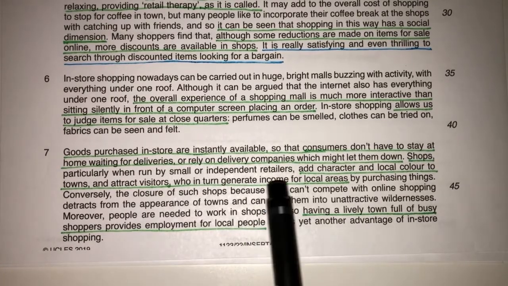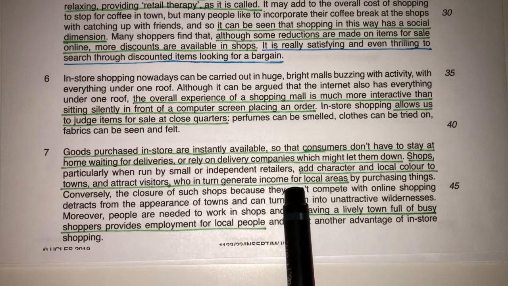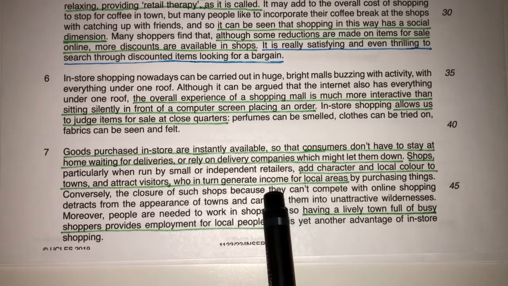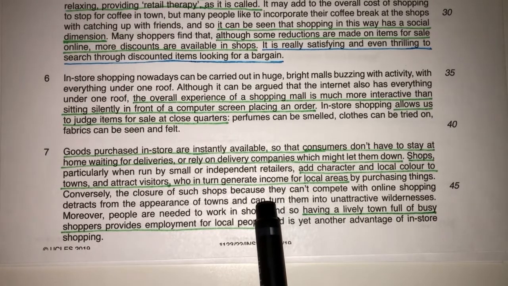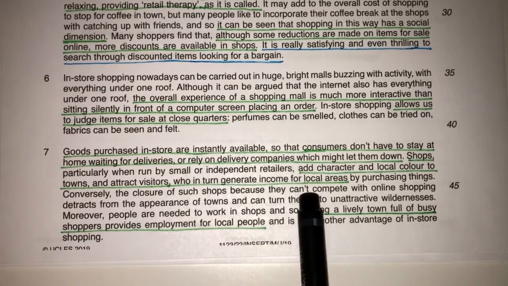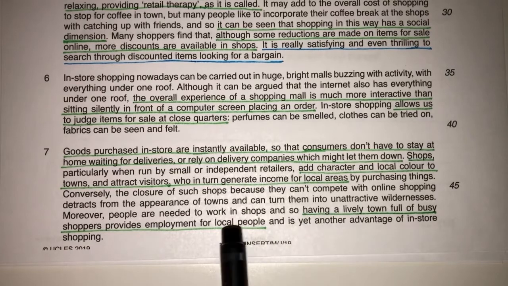Okay, so it attracts visitors. It also makes your town look pretty, I guess, because every store has their own banner, or yes, they have their own banner with their name, and sometimes they look good. It's nice. It's nice to see. It also provides employment for local people, right?